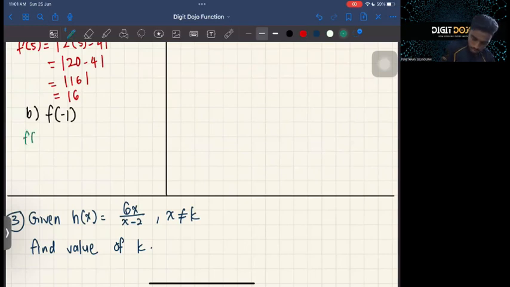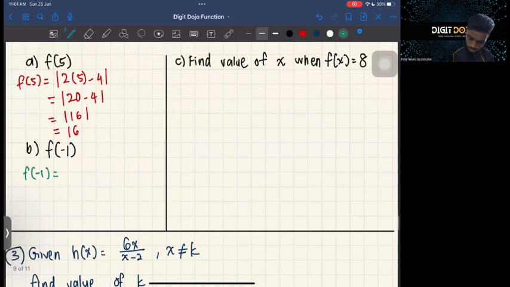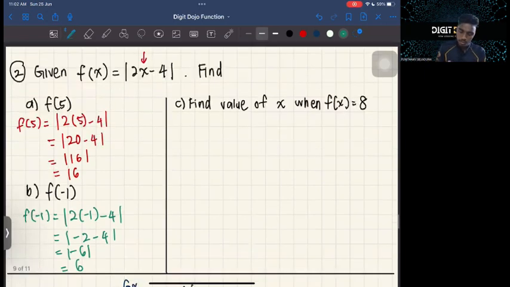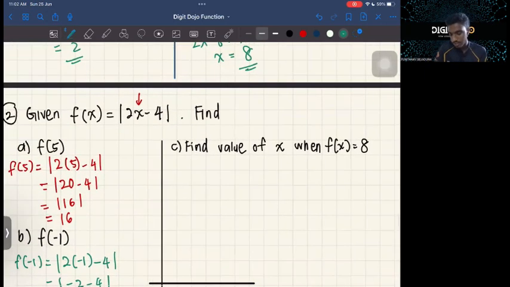Next, f(negative 1) equals modulus of 2 times negative 1 minus 4. Okay, which is negative 2. Here negative 2 minus 4, you're going to get negative 6. But when you remove the modulus, you will get 6 as your final answer. Okay, now this question is another different type of question they can ask you.